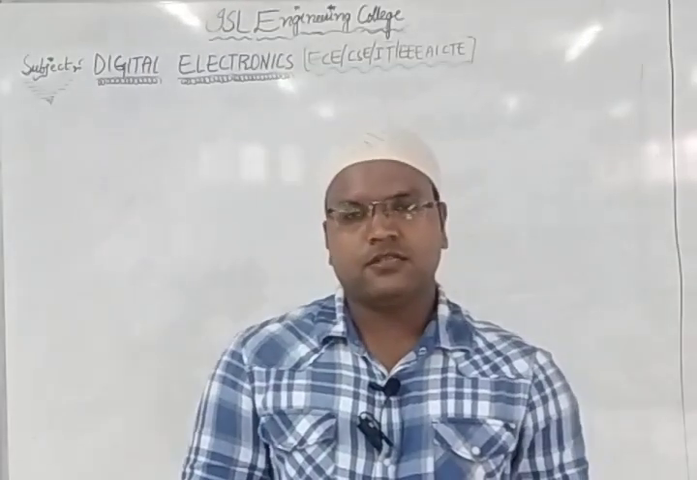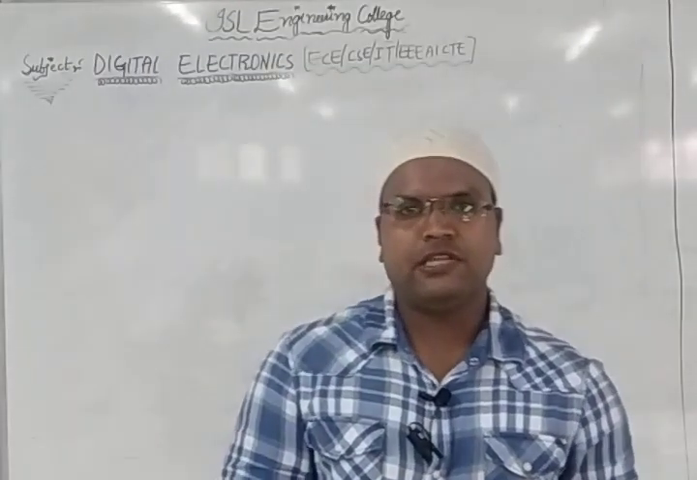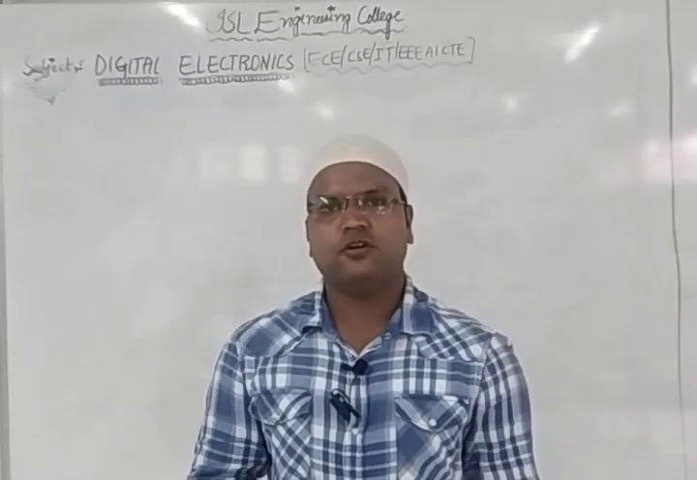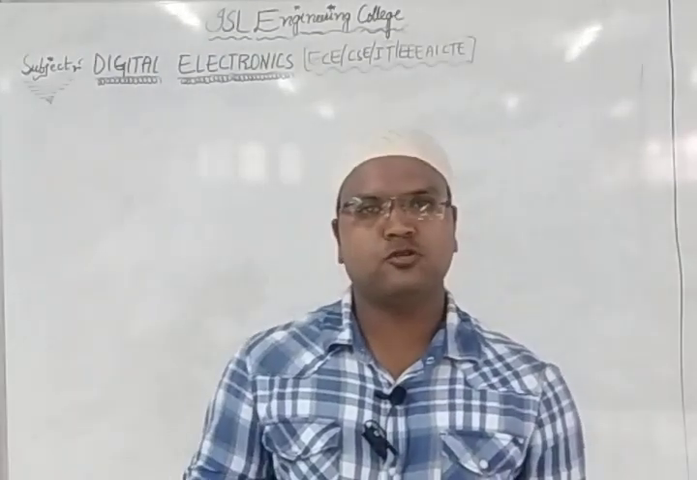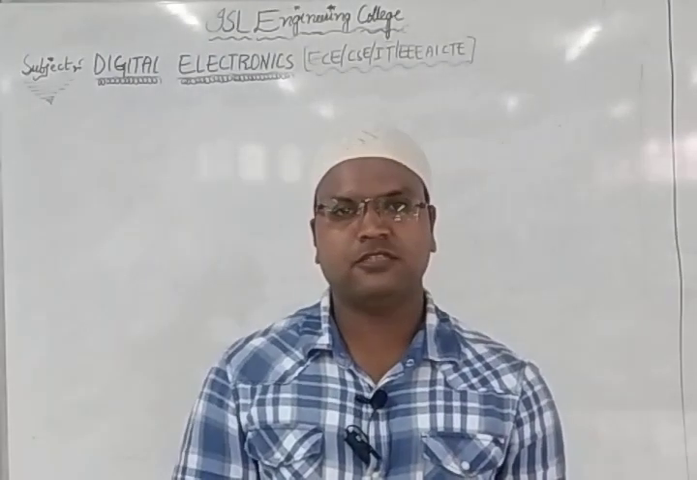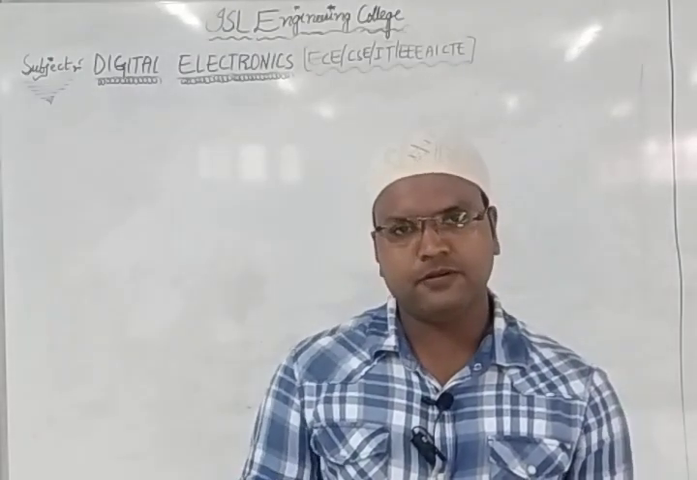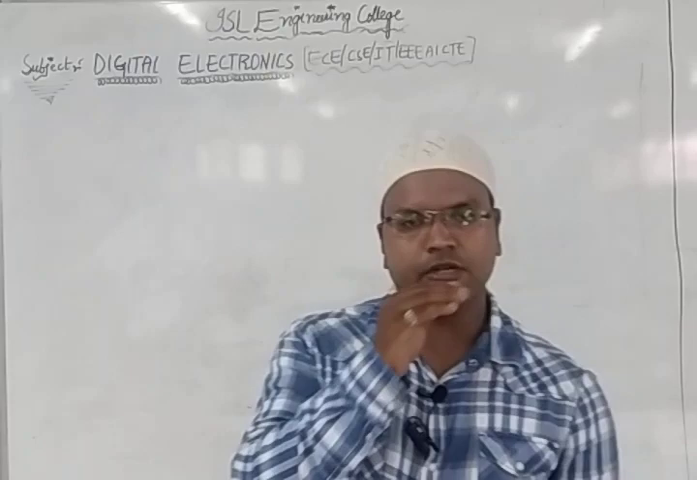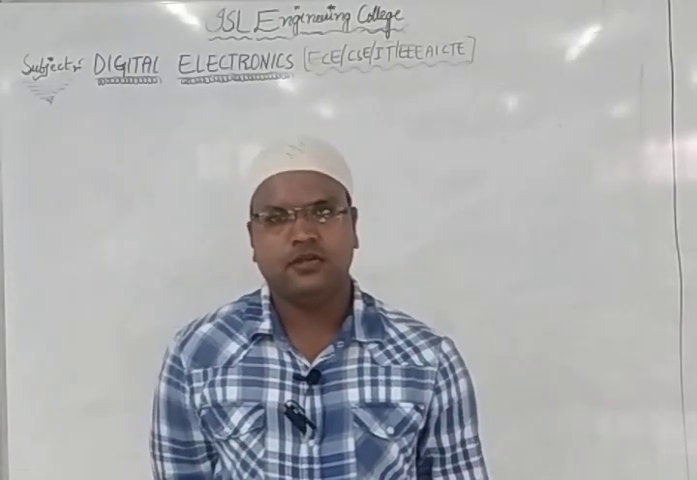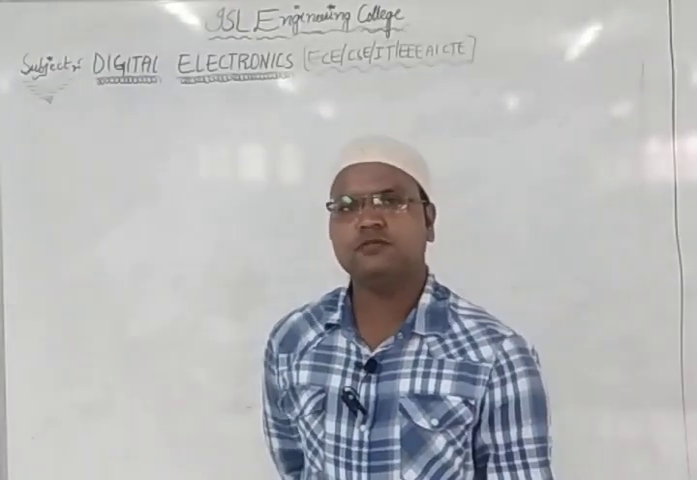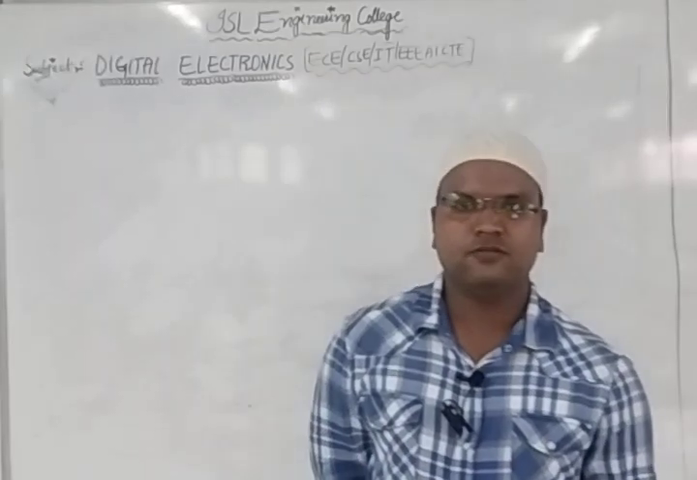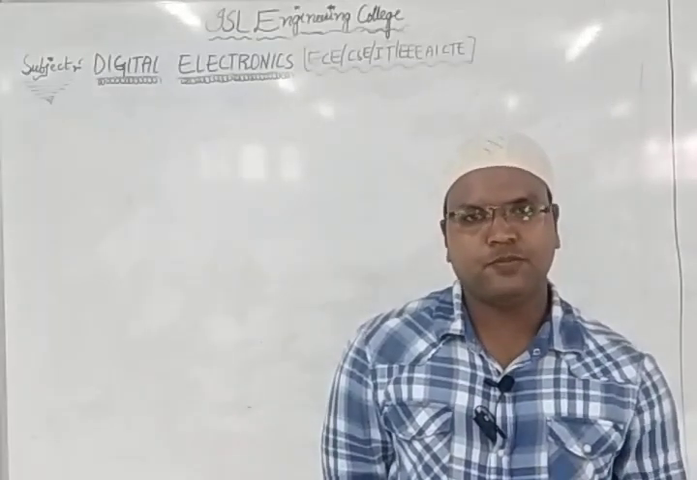So let us continue with the same discussion of unit 2. In the previous class, we discussed the multiplexer with its 2:1, 4:1 and 8:1 versions. We have seen its complete block diagram, truth table, and even the design part. In today's class, we are going to do some problems based on the multiplexer. So let us see the problems based on the multiplexer.